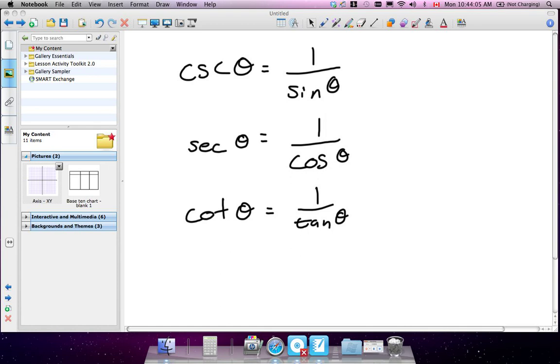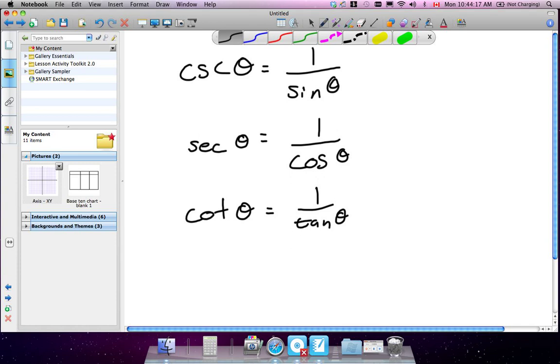These are the inverse functions. So all they're saying is cosecant is 1 divided by sine theta. What they've done here is they've given us cosecant 30 and secant 30. The reason they've given us those is so that you can apply the special triangles, but know that they're the inverse of it.